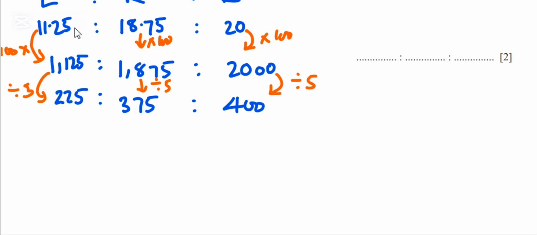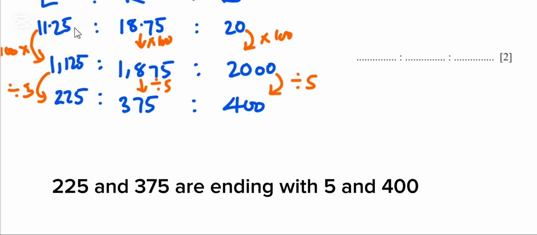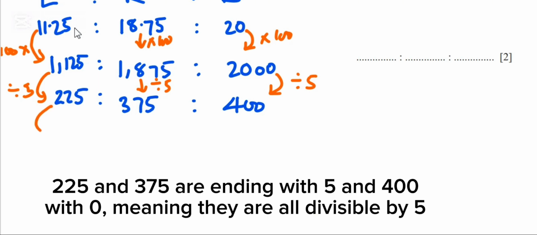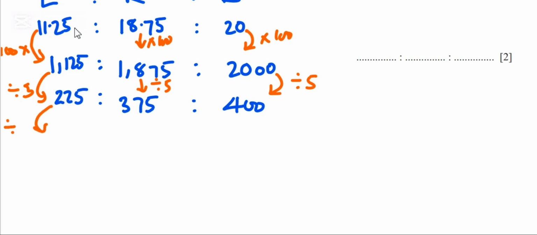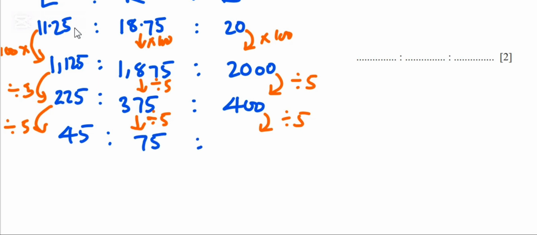Are these numbers in their simplest form? No. You can also see that they are all ending in 5s. So because of that, we continue dividing by 5. Divide by 5, divide by 5, divide by 5. 225 divided by 5 is 45, so we have 45 to 75 to 80.